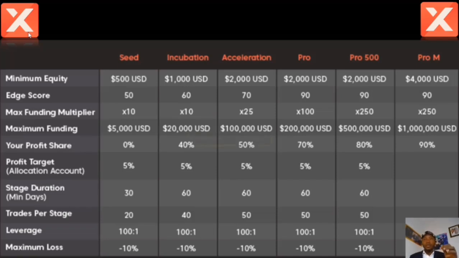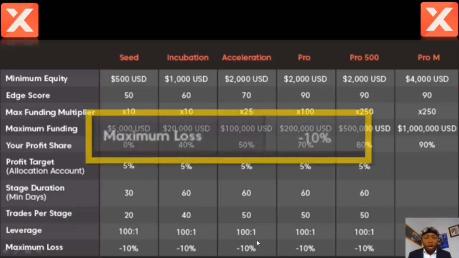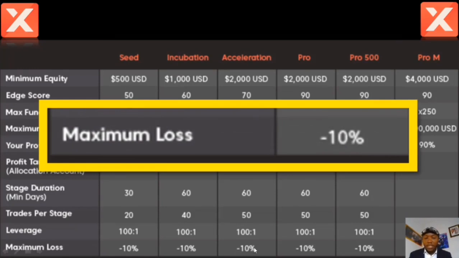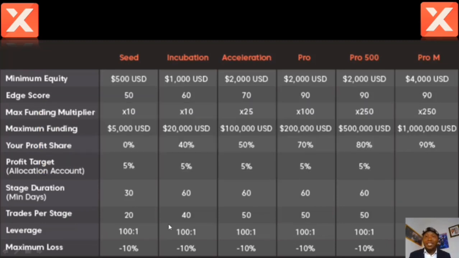Now remember that on all of these stages, the maximum loss is 10%. The maximum loss on all stages is 10%. So Axie is saying make 5% profit on all stages without you losing 10%. Guys, this is super amazing. Every other broker out there, every other prop firm out there will tell you to make 10% profit without you losing 5%. But Axie is not like that. Axie have your interest at heart. They are telling you to make 5% profit without losing 10% of the account.